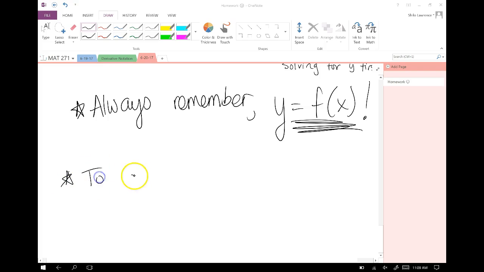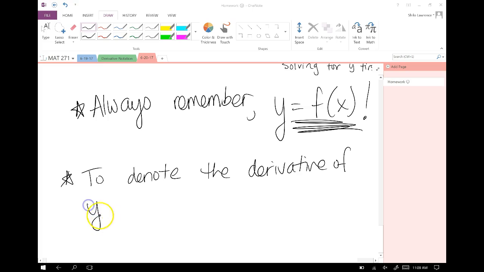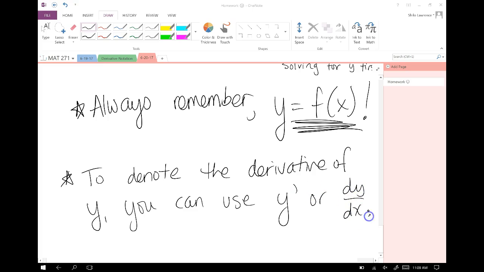So to denote the derivative of y, you can use y prime or dy dx. And you're going to see me using dy dx just because I want it to be very obvious that it's different than y, and I think y prime looks way too similar. But if you've done this before, I know about half of you have had calculus before. If you've already done this before and you're used to using y prime, then that's fine.